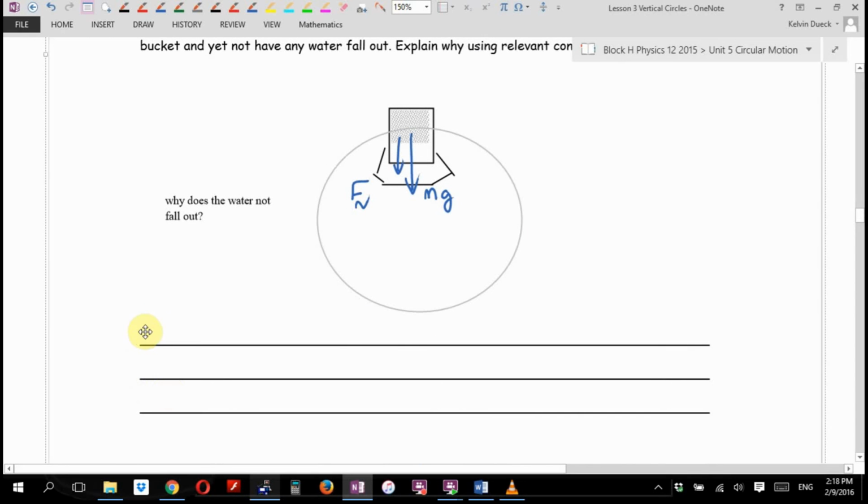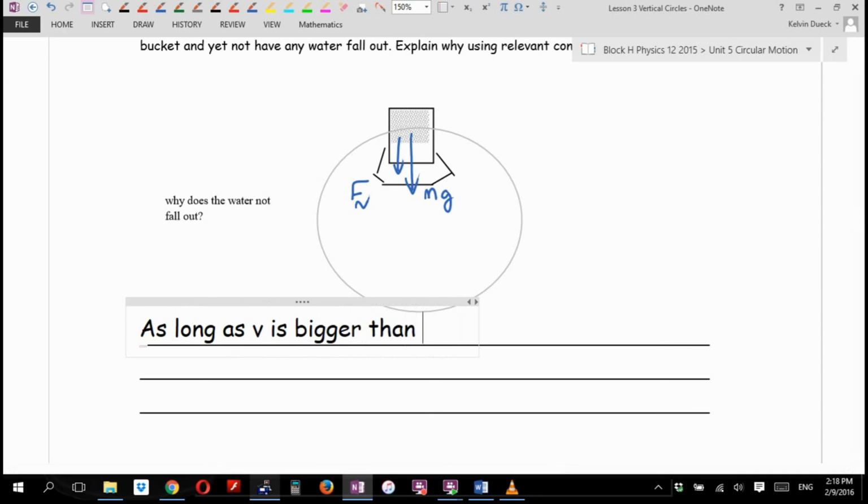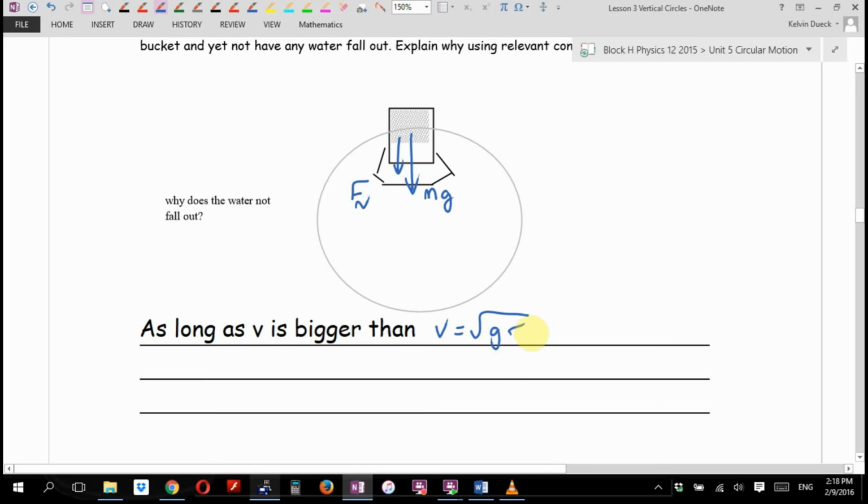So, as long as V is bigger than V equals the square root of GR, we stay dry. Because that means, again, remember, Alex, your body is a backwards accelerometer. If there's a normal force pushing on the water droplet, what it feels is that it's being pushed into the bucket safely. Right?